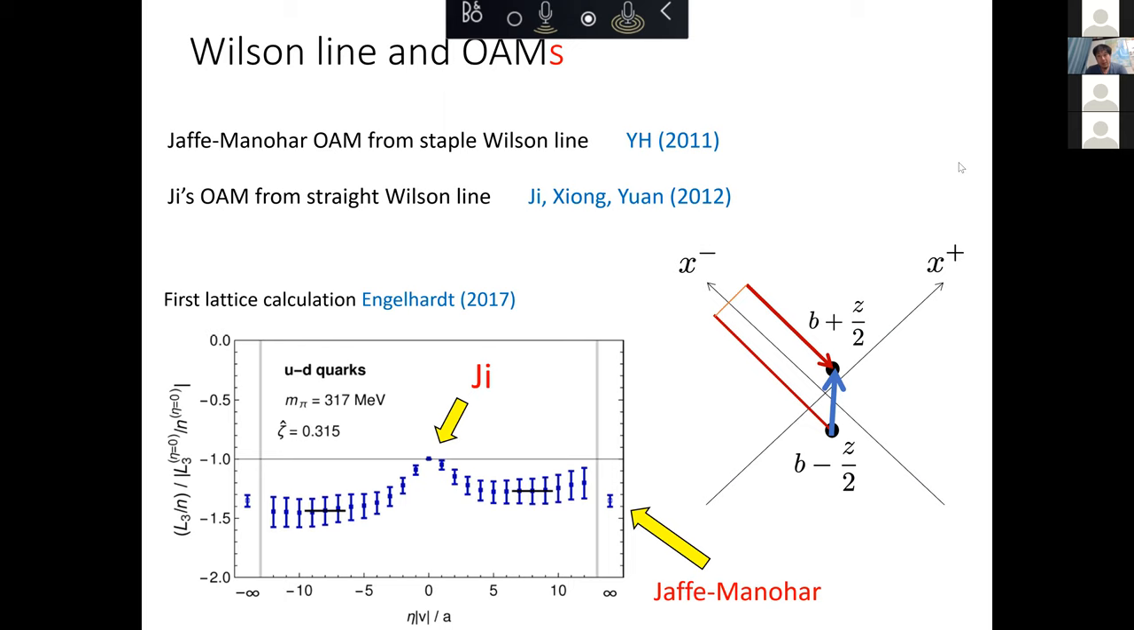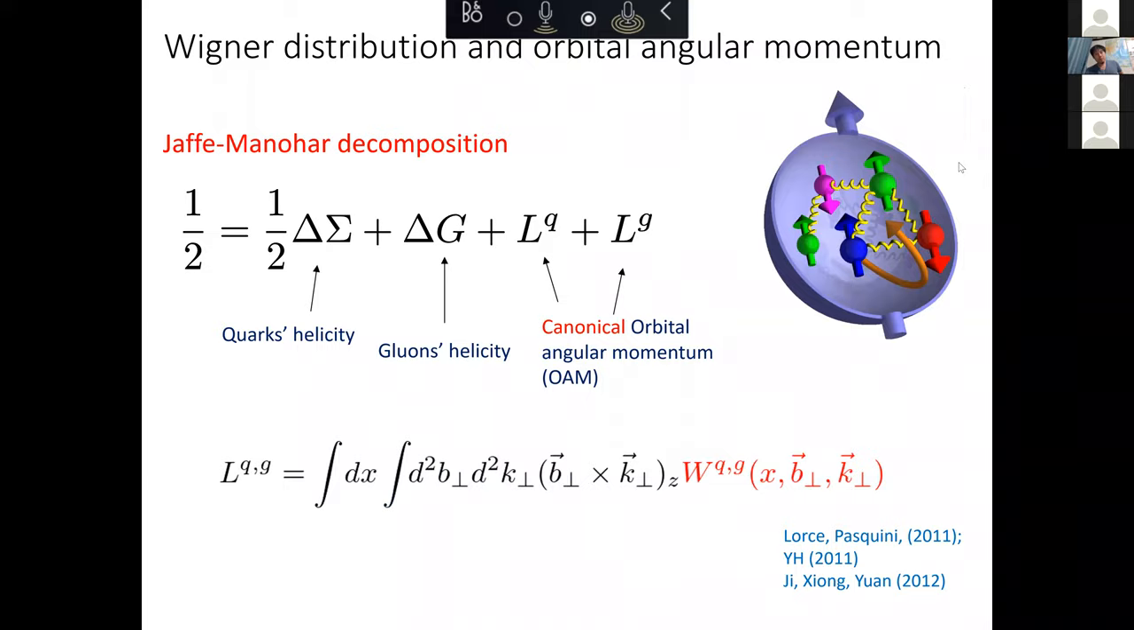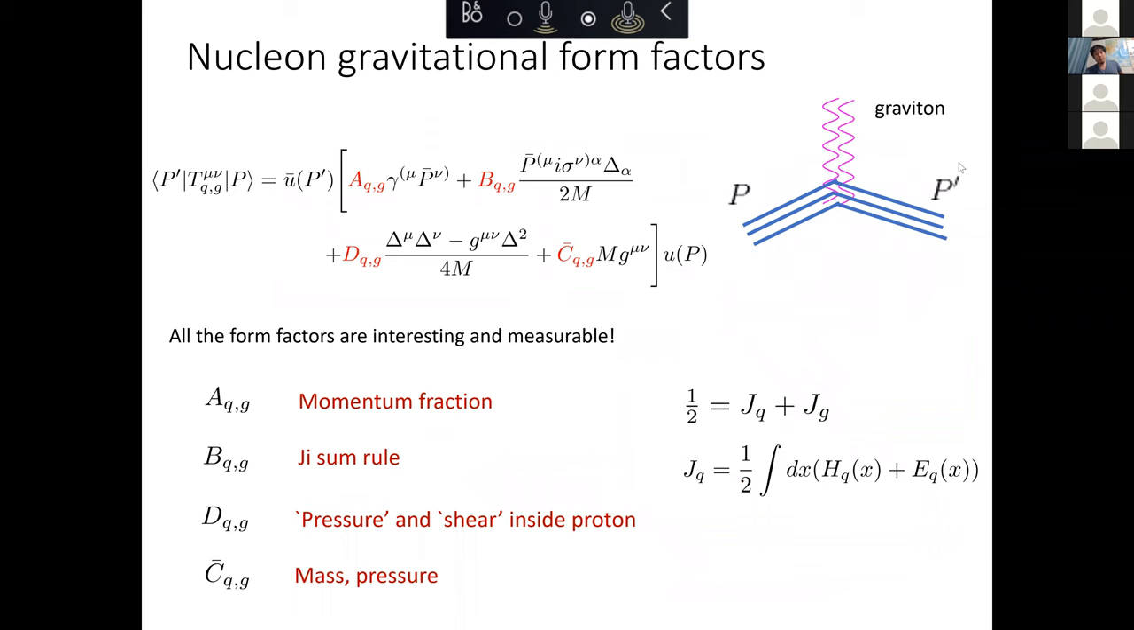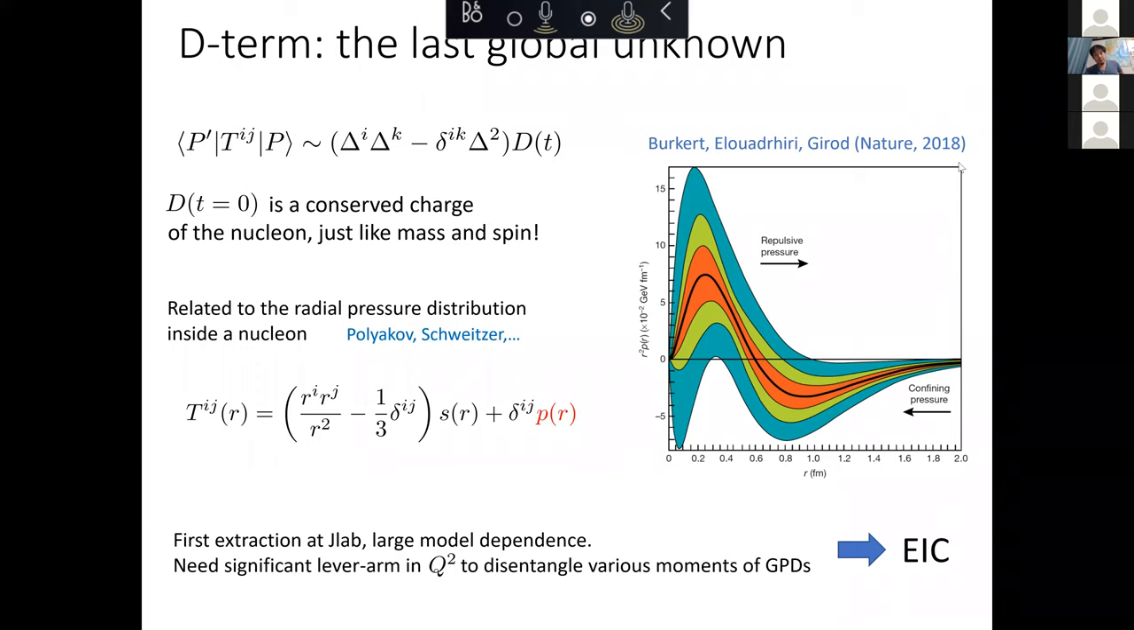Actually, I had one quick question though. It was about the gravitational form factor D that you had introduced. You said that this is a conserved charge of the nucleon. Can it be measured on the lattice, or is it some sort of a light cone quantity which cannot be measured? It is measurable. It has to be measured.